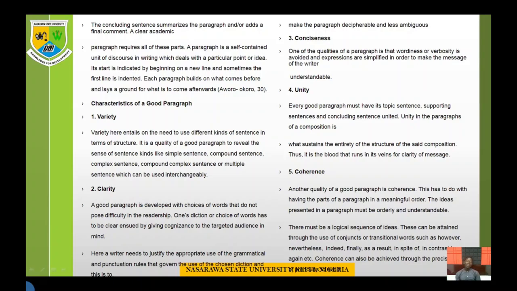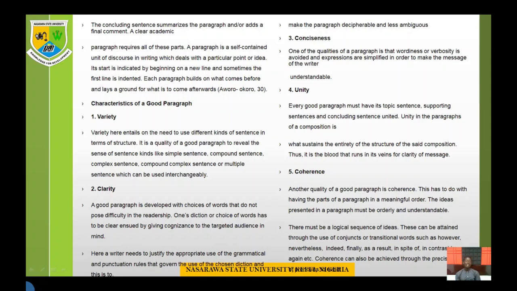Good. The next one is conciseness. One of the qualities of a good paragraph is that wordiness or verbosity is avoided and expressions are simplified in order to make the message of the writer understandable. So you have to be concise. Do not use words more than how they are required. Use words in their own appropriate functions so that they operate functionally to bring about your own target.